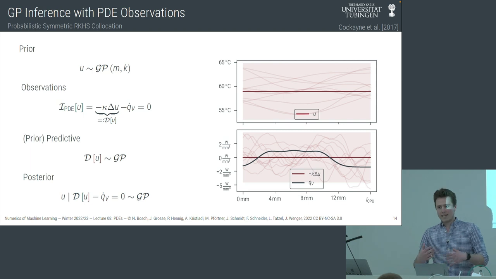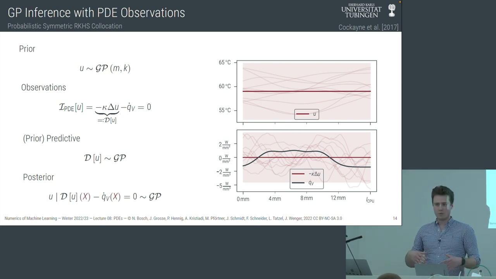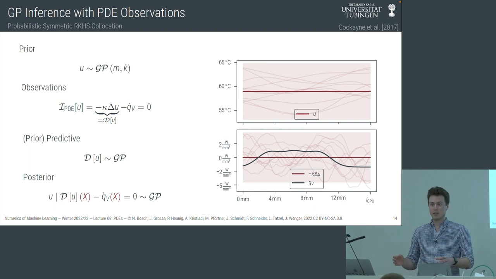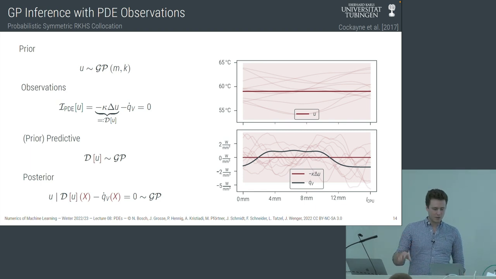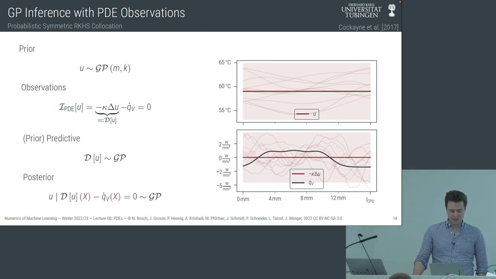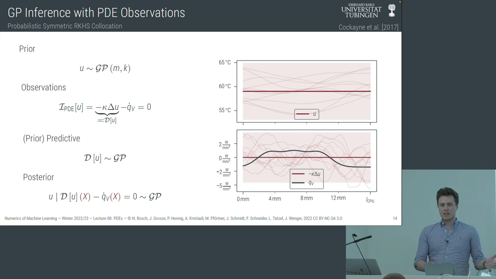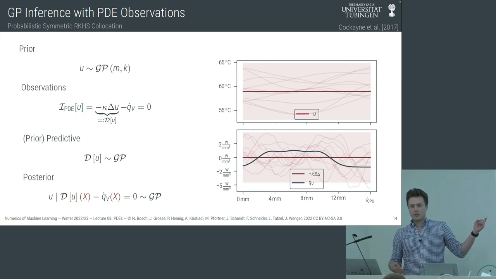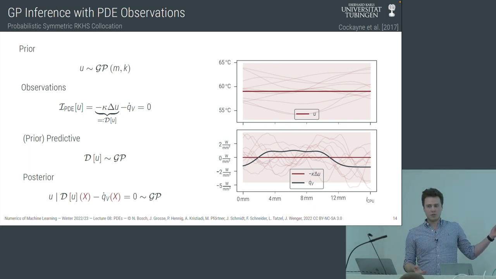So we relax this piece of information by saying we don't want it to hold at every point of the domain, but just at a finite set of training points, x in this case. These are called collocation points, because of classical methods that are similar to this. I think Nathanael also talked about this in the ODE lecture. It's essentially the same approach we take in the ODE lecture, just that we don't use state estimation here, but an actual GP.